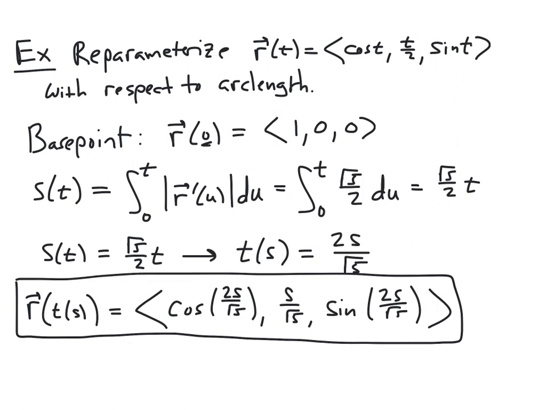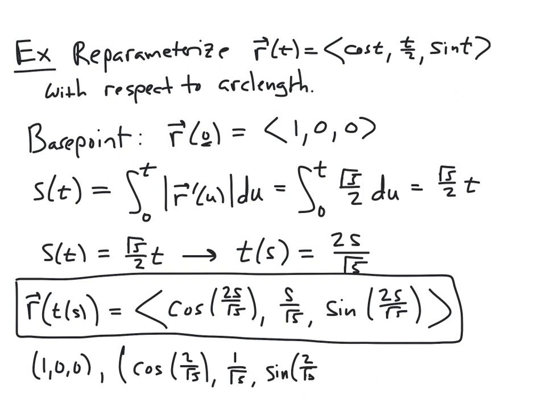of our helix. And the nice thing about this particular parameterization is that if I increase s by 1, then each of those points are spaced out on the curve by exactly length 1. So if I take s to be 0, we get the point 1, 0, 0, which is our base point that we started with. If I then take s to be 1, we'll get the point cosine of 2 over square root 5, I'm sorry, 1 over square root 5. This s is 1 here. And sine of 2 over square root 5.